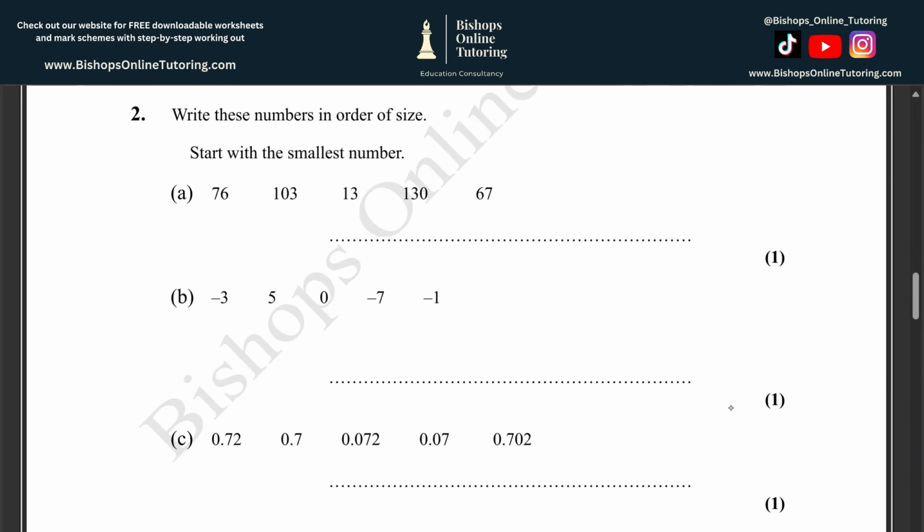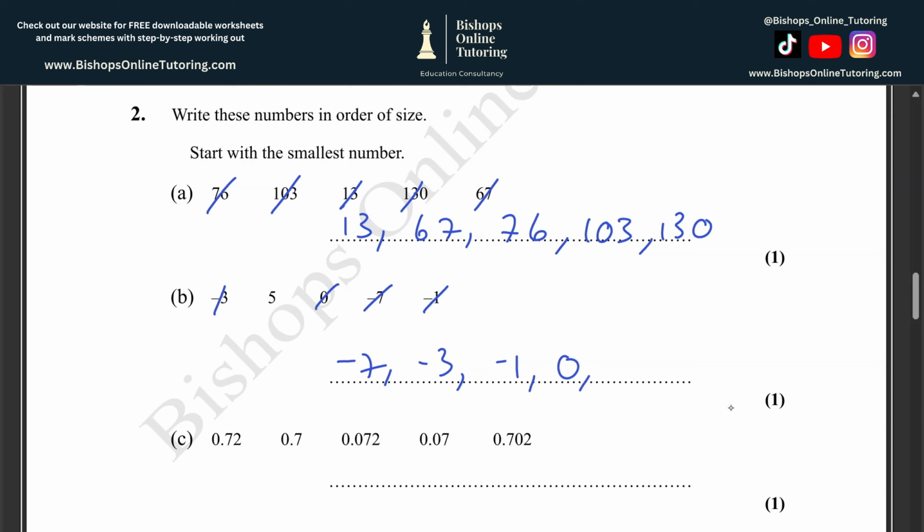Okay, let's write these numbers in order of size, starting with the smallest. Our smallest number here is 13, our next smallest number is 67, our next smallest number is 76, next one is 103, and then 130. Over here, our smallest number is minus 7, then minus 3, then minus 1, then 0, and then 5.